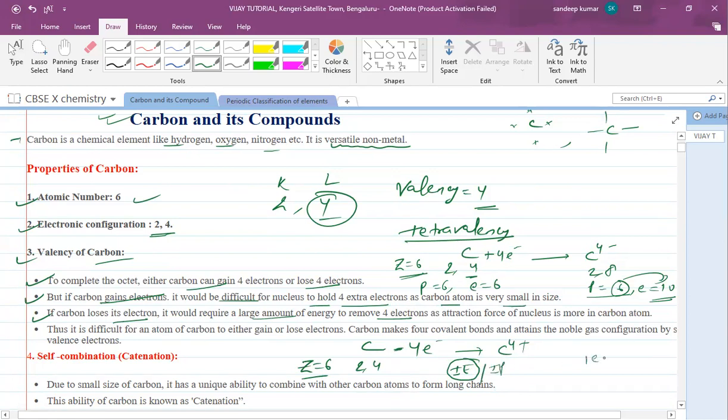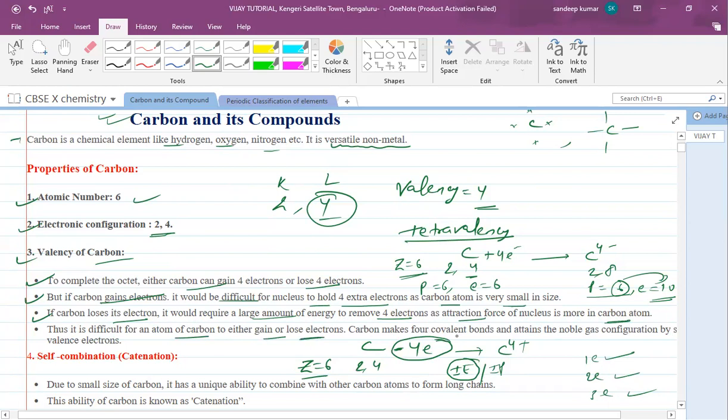To remove 1 electron is okay, we can provide the energy. 2 electrons also, 3 electrons is also possible. But to remove 4 electrons, we need a huge amount of energy, which is practically not possible to achieve. So if carbon loses electrons, it would require a large amount of energy to remove 4 electrons, as the attraction force of the nucleus is more in carbon atoms. So thus it is difficult for an atom of carbon to gain or lose 4 electrons.